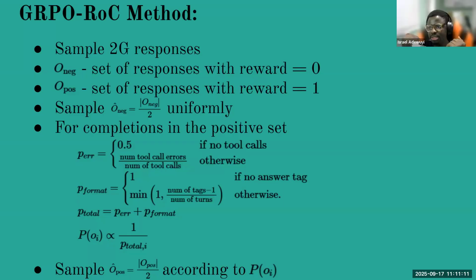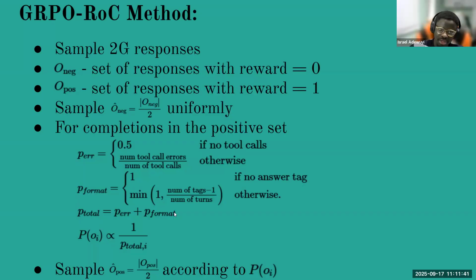Because the authors made a note that there were some trajectories where the model has the response, then answer, then response, then answer again. So there are multiple answers in a single trajectory rollout. That's why they had this format constraint. So you sample from the positive set inversely proportional to this P total, which is just the sum of P error and P format.